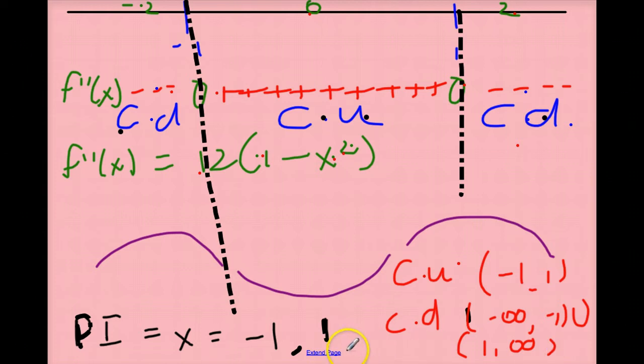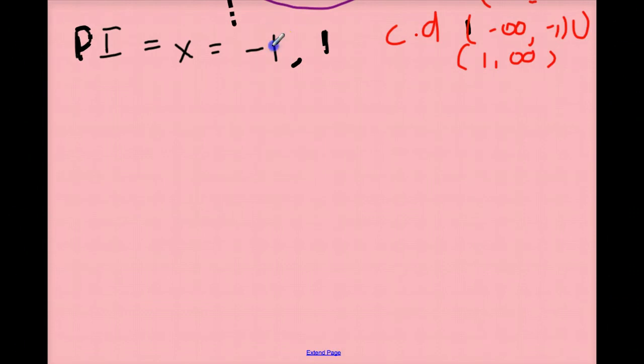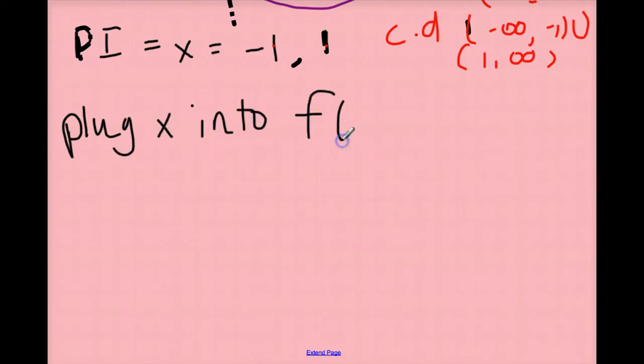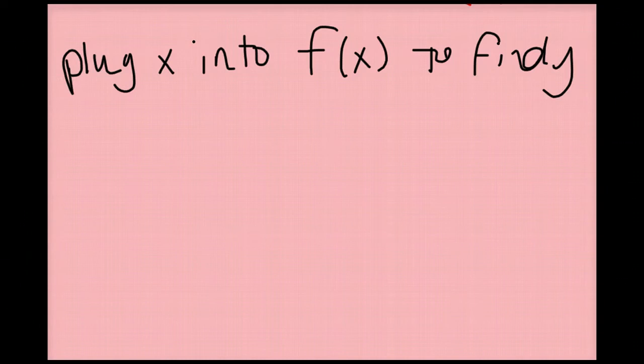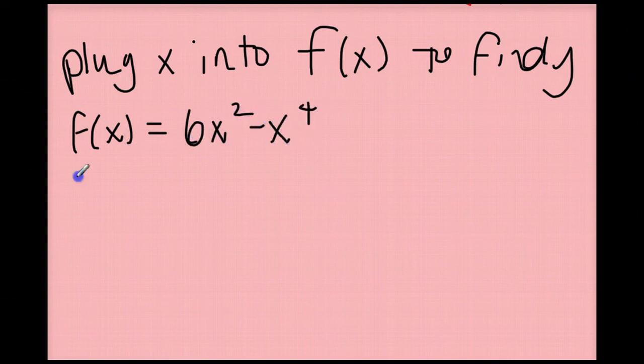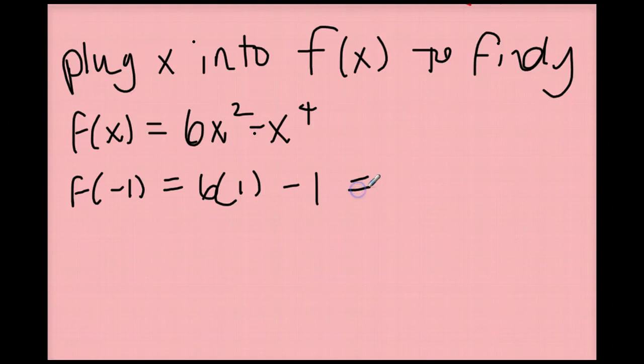The last part says to find the coordinates of the points. Since they're coordinates, I need to find the y values that correspond to these. In order to do that, what equation should I plug into? Good, I plug x into the original function f of x to find the y coordinate. Let's see what f of x was: f of x is equal to 6x squared minus x to the 4th. I'm going to plug in f of -1 to find the y value. -1 squared is +1, and -1 to the 4th is 1, and I keep the negative, so 6 minus 1 is equal to 5.